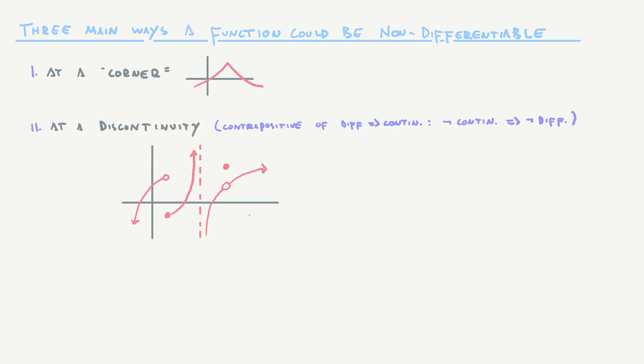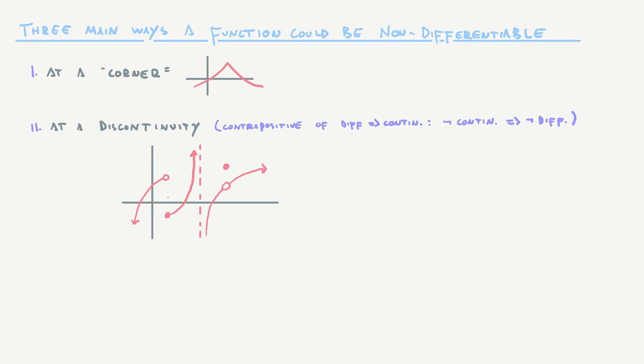The second way, actually we already know. It's when your function has a discontinuity at that particular point. It's really the contrapositive of the differentiability implies continuity statement. The contrapositive being if something's not continuous, then it's not differentiable. Right? That's just the logical contrapositive. It's always true when you know that some if-then statement is true. So, okay, there are three different types of discontinuity.